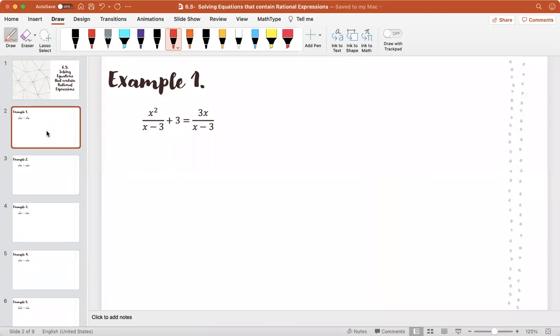Let's solve one example of rational equations. We have here x squared over x minus 3 plus 3 equals 3x over x minus 3. To help us solve this easily, we can clear our denominators first. So we simplify our denominator. We clear our denominator by getting the LCD. Looking at our denominator, we only have x minus 3, right? So that means our LCD is x minus 3.